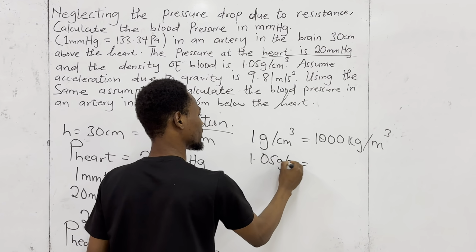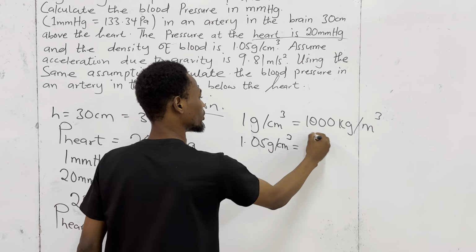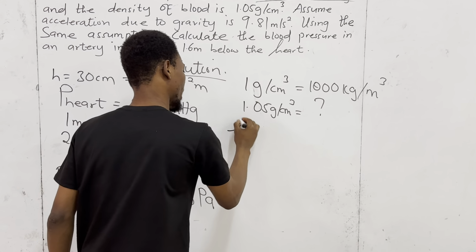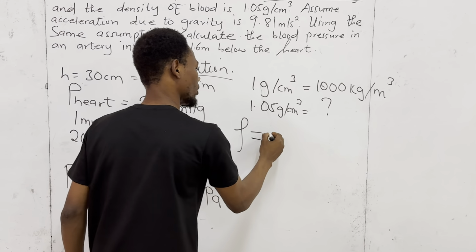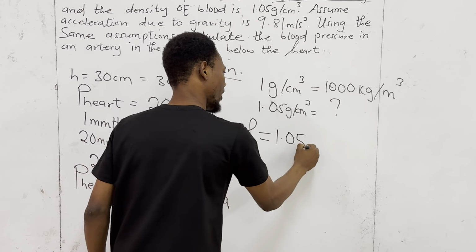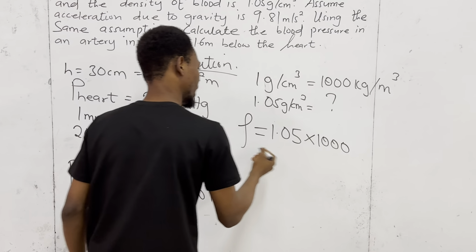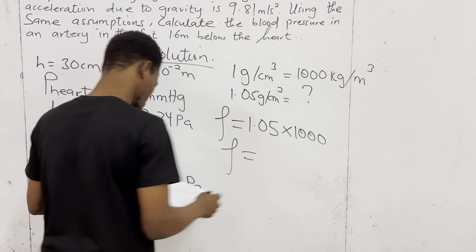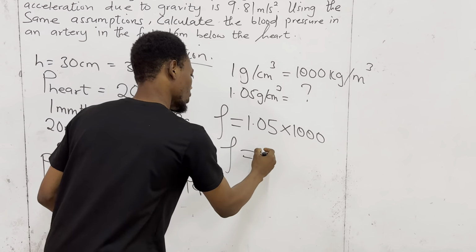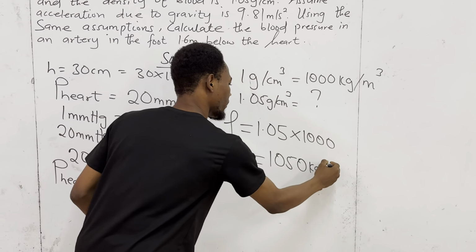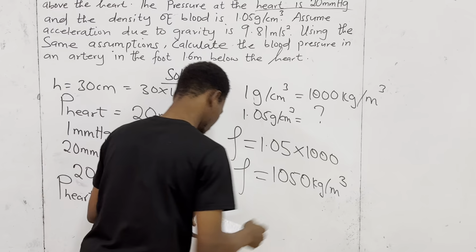1.05 gram per centimeter cube. So I will simply multiply this by this to convert it to kilogram per meter cube. So the density of the blood is given by 1.05 by 100,000, which is equal to 1050 kilogram per meter cube.